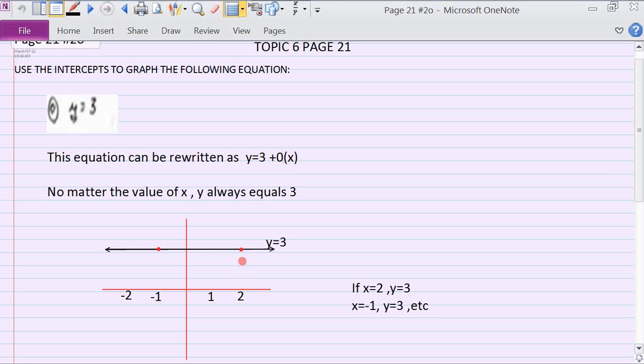When x is 2, y is 3. When x is 1, y is 3. When x is minus 1, y is 3. I've just shown here, if x is 2, y is 3. X is minus 1, y is 3. So these are the 2 points corresponding to that. I've just drawn them as dots on the red line. But this line is the equation y equal to 3.